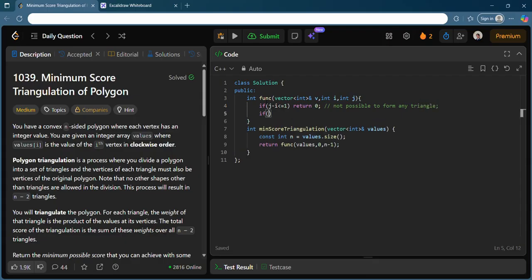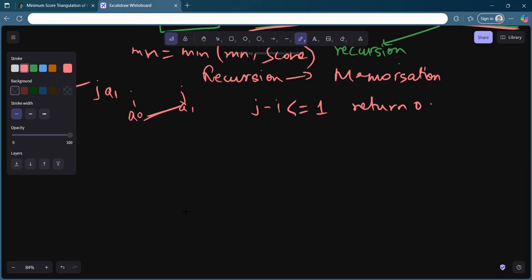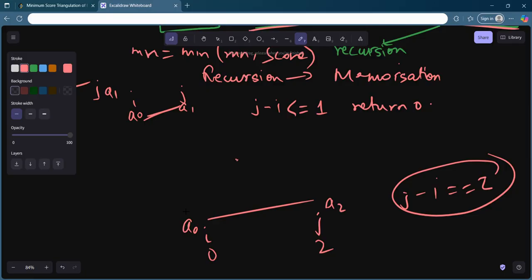What you can do next is also very simple: if j minus I equals 2, it means that you can form exactly one triangle. I hope you understand what I am trying to say, right? If you have something like this, this is I, this is j, and this is a0 and this is a2, then I is 0 here and j is 2 here, so j minus I equals 2. So there is one point a1 in between, which you can form as k, and that is the only case where you can form a triangle. You cannot place any other k.